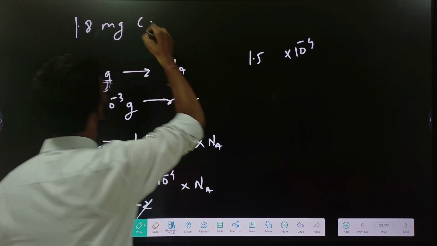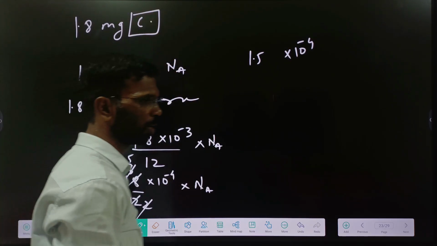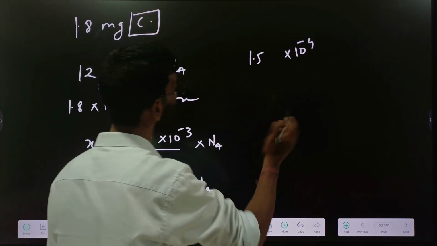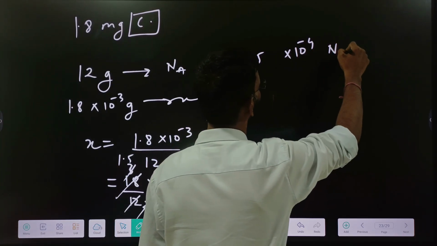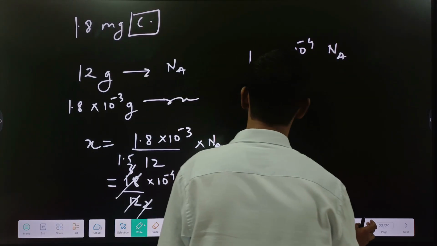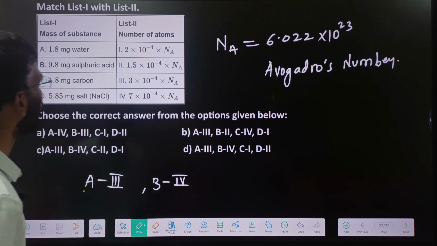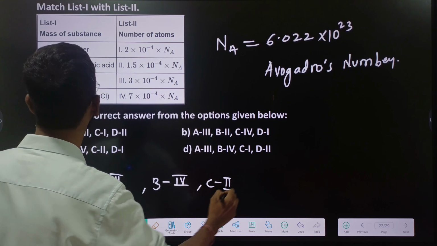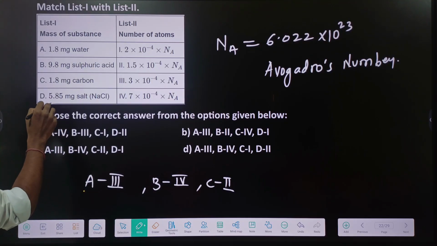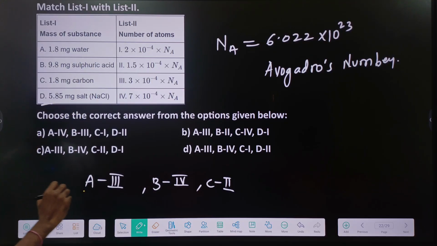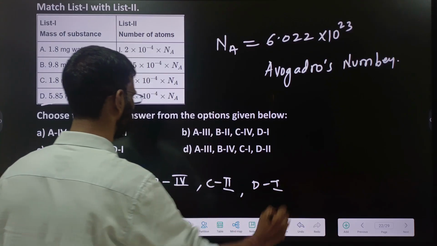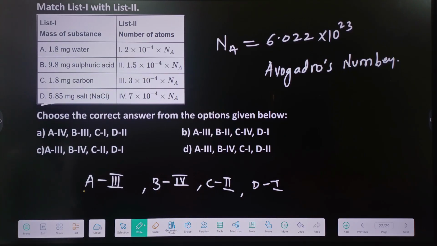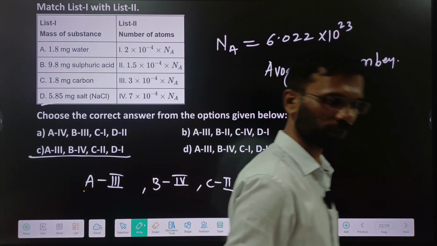Over here carbon is always present in what form? Atomic form. Carbon never forms a molecule. So this is as it is into Na, this many number of atoms. So 1.5 into 10 raised to minus 4. So over here C option will be 2. And obviously if you do this, option D will be 1. Only 1 is left. So A3, B4, C2, D1 means our option C is correct for this.